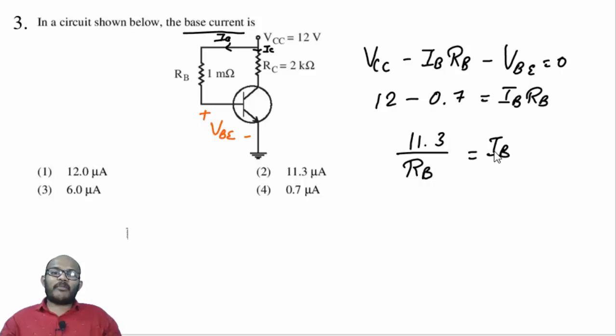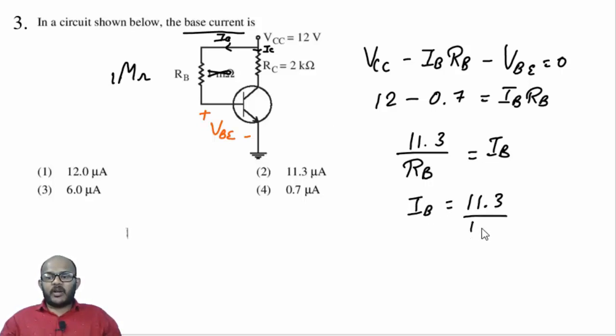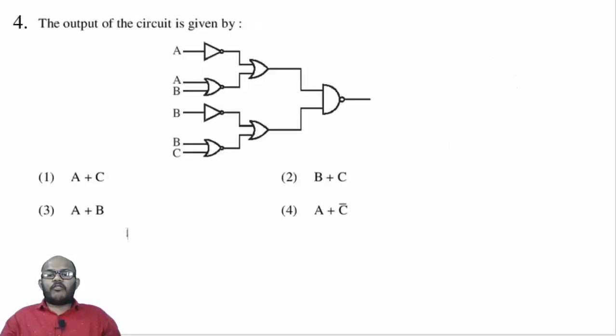Current is in the order of microamperes, so the resistor should be in the order of mega ohms. But they have given 1 milliohm. Actually it should be 1 mega ohm. So I'll be getting IB equal to 11.3 divided by 1 mega, such that the current is equal to 11.3 microamperes. So option 2 is going to follow. So this is how you are going to find it.